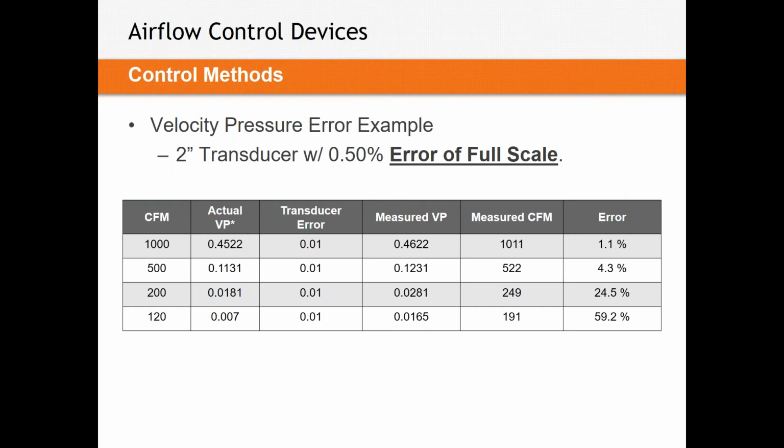Let's turn this box all the way down to just over 100 CFM, when the actual velocity pressure you're measuring is minuscule, 0.007 as an example, inches of water. Notice that the transducer error has not changed. So the actual error in this system can be as high as 50%, 60%. There are some out there that are as high as 100% error at full turn down.